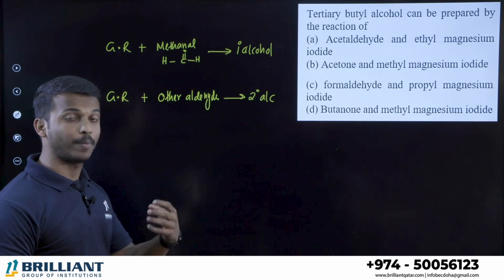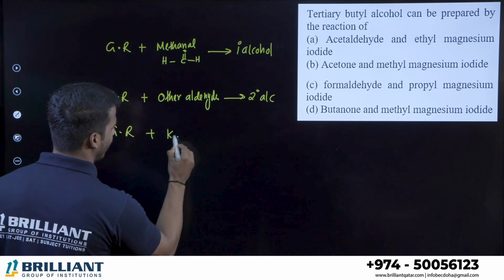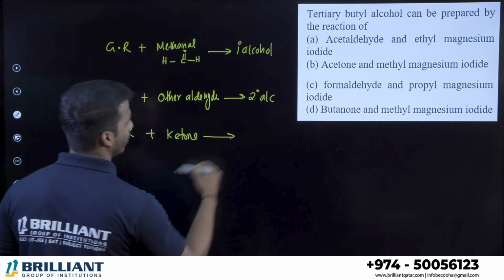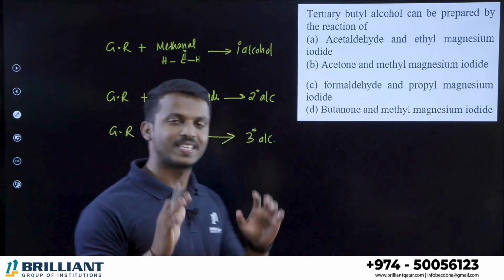Then how can you prepare tertiary alcohol? It's so easy. Treat a Grignard reagent with any ketone, and you will generally always get a tertiary alcohol. Okay, this is the general method.